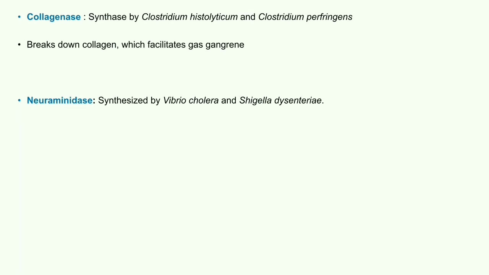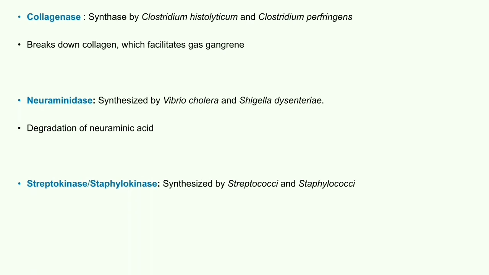Yet another spreading factor synthesized by Vibrio cholerae and Shigella dysenteriae is neuraminidase. Neuraminidase depolymerizes neuraminic acid, also known as sialic acid, which is an intercellular cement of epithelial cells of the intestinal mucosa. Yet another enzyme produced by Streptococci or Staphylococci is streptokinase or staphylokinase respectively.